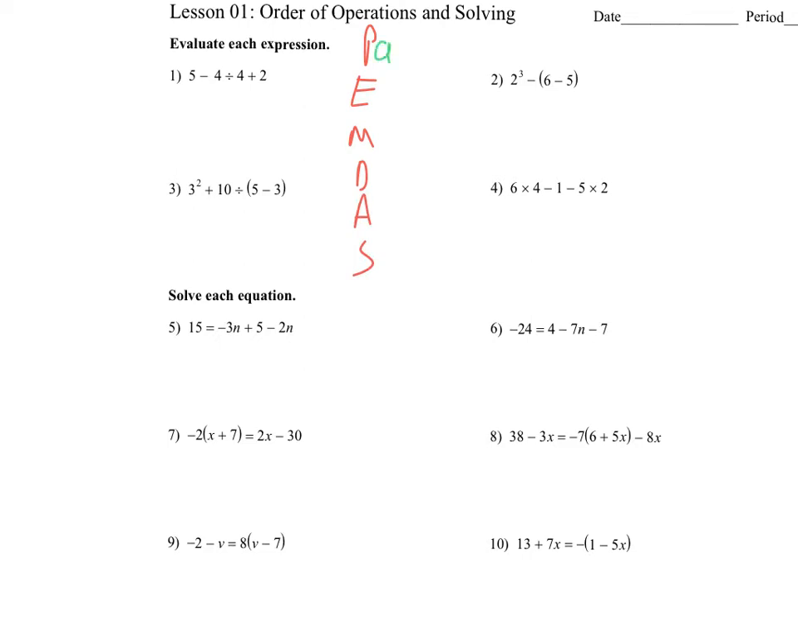It stands for parentheses, and then we have to do exponents next. And then we have multiplication and division, and those two are actually together. So you do multiplication and division left to right.